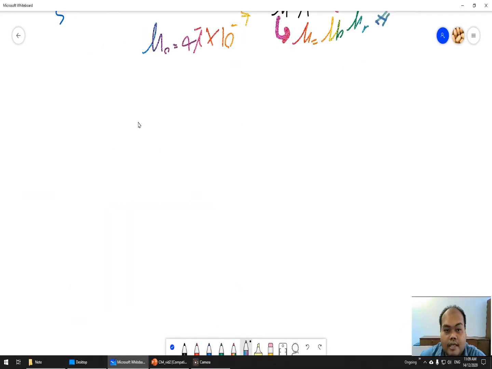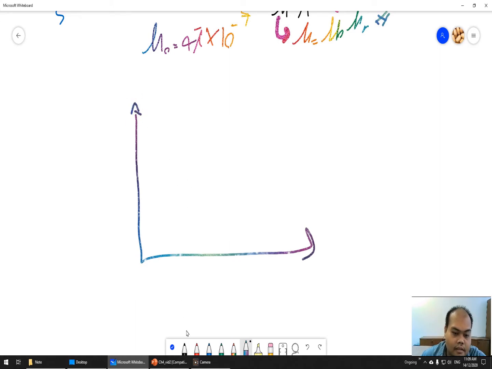So remember that I said that for the BH curve, the curve is usually like this. This one is saturated.